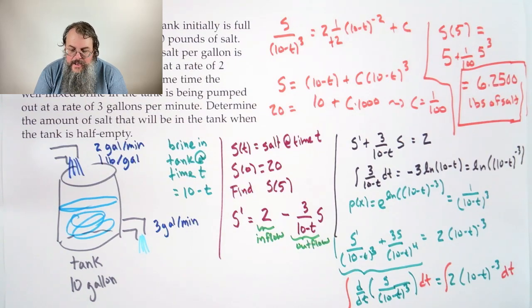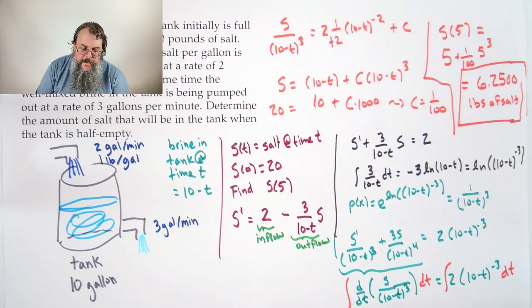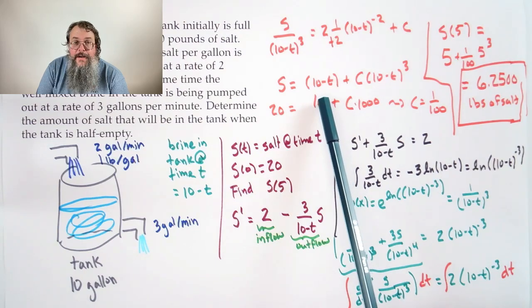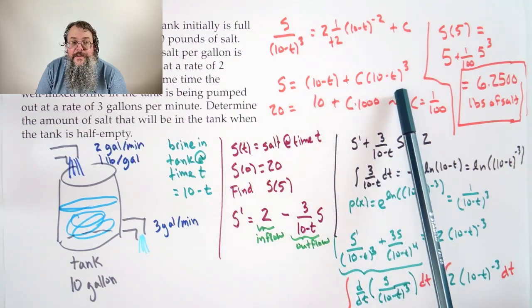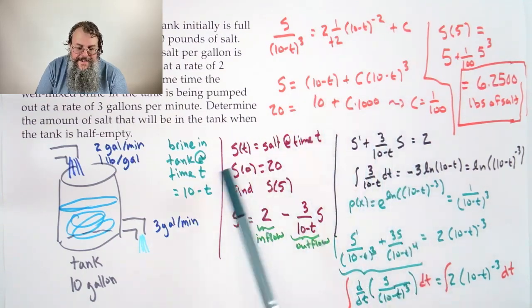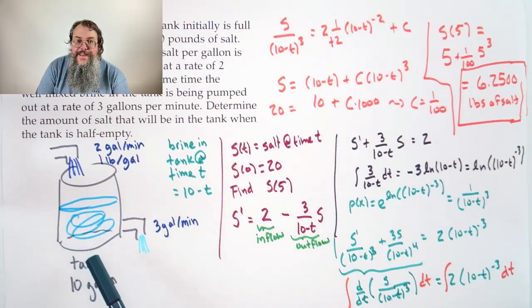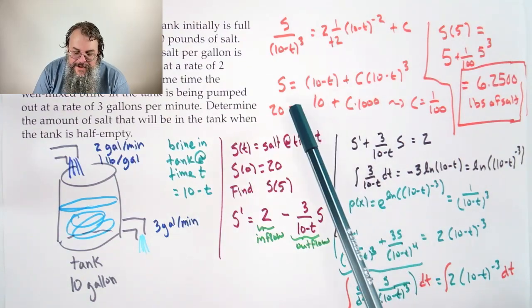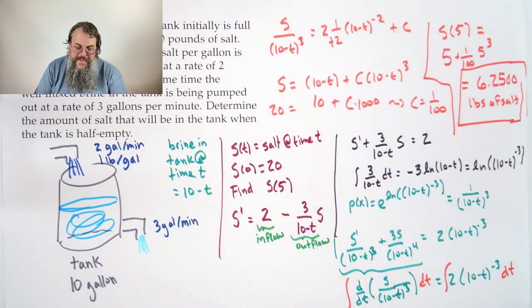Now, is there anything that we should make a comment on? Does it make sense? Well, I think it makes sense. I mean, what's happening here? We definitely are going down. You'll notice at time t equals 10, what happens? There's no salt. Well, why not? Because there's nothing left in the tank. It'll be completely empty at time 10. So that's good that when we plug in t equals 10, we get 0.